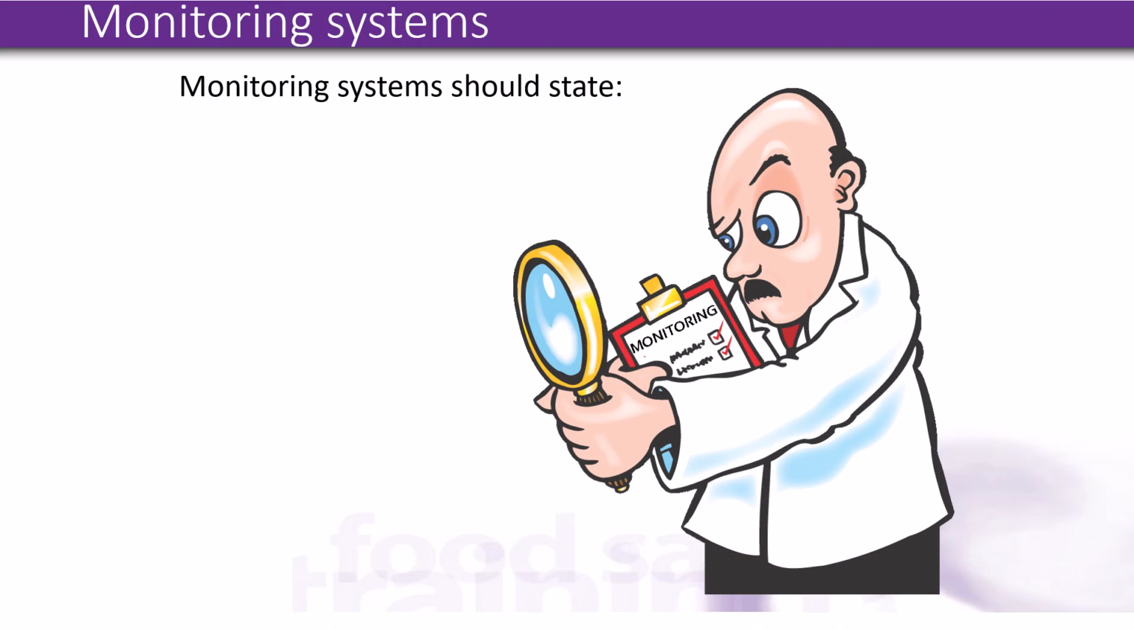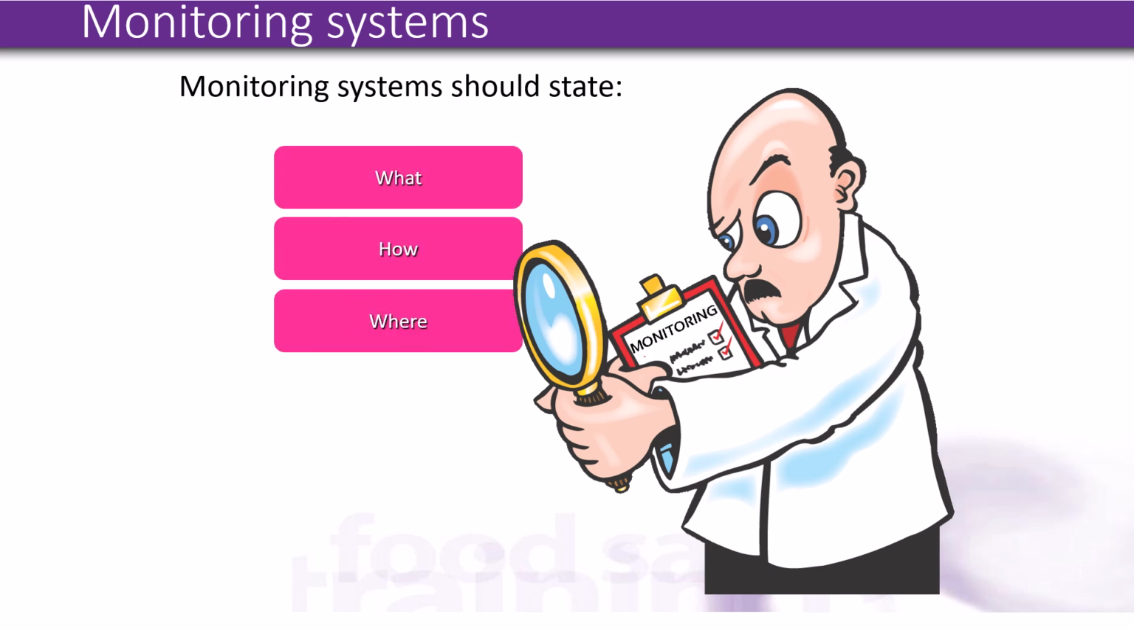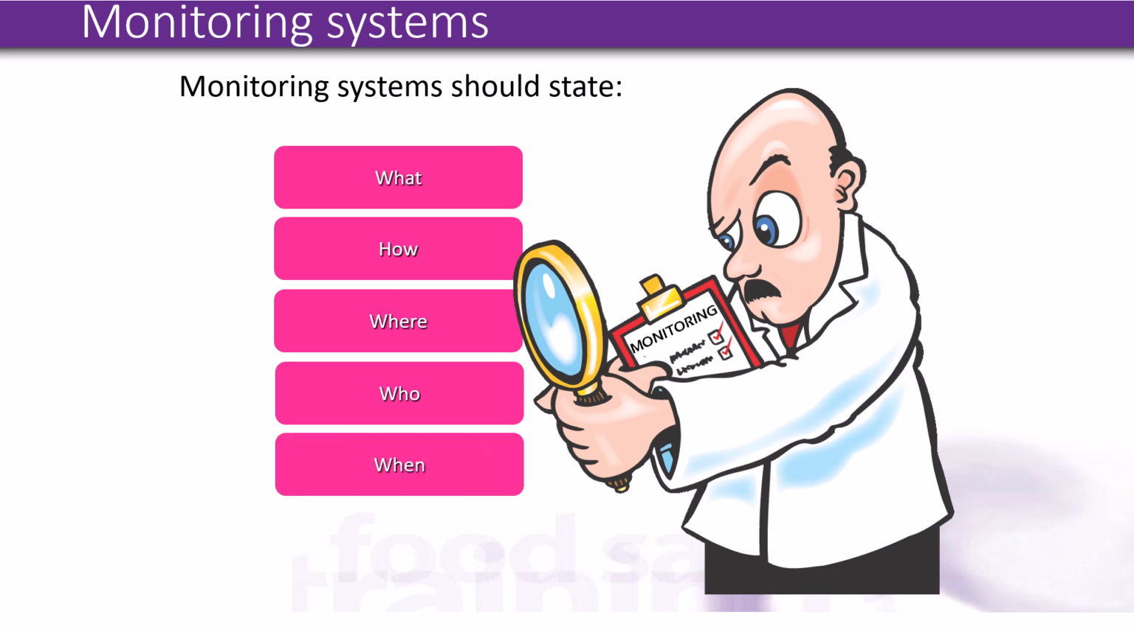Monitoring systems should state what, how, where, who, when, and microbiological testing. The what, how, where, who, and when comes from Rudyard Kipling's famous friends. Or what I used to use, coming from Wales, is 5 bums on a rugby post. The rugby post is H for how, and the other W is there, another 5 bums if you like.